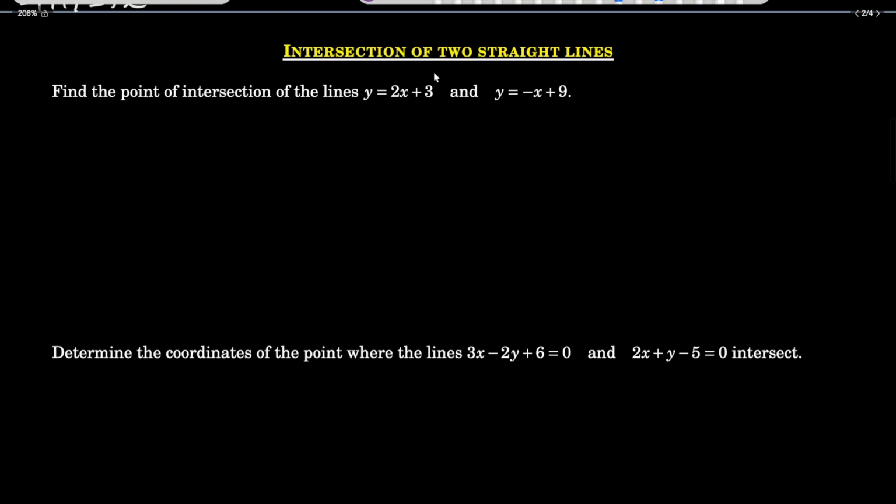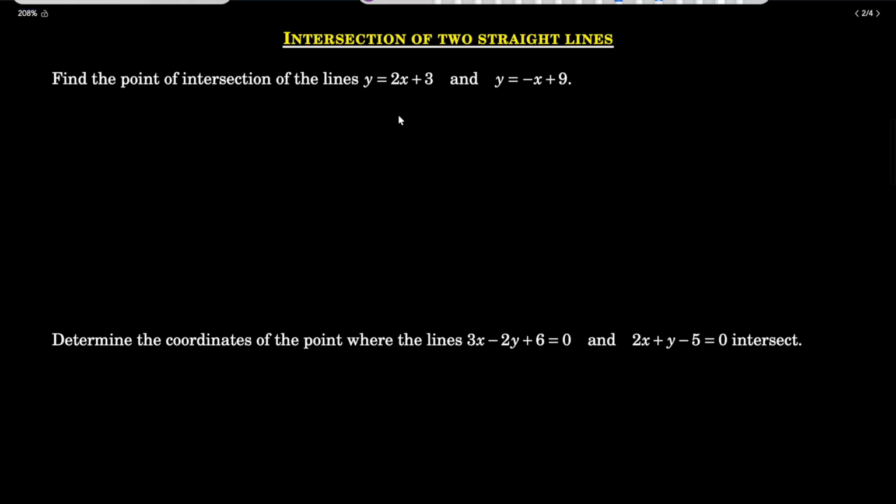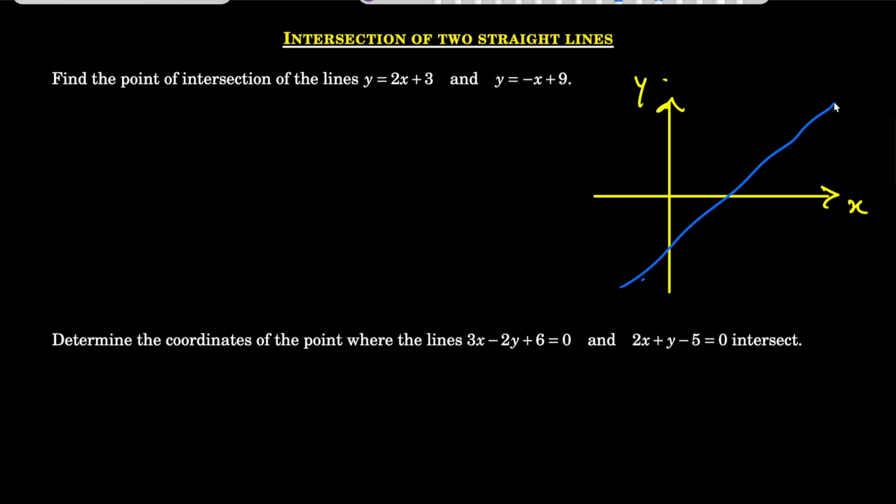The next subtopic we are going to be looking at is the intersection of two straight lines. So the idea behind the intersection of two straight lines, again, we're going to be drawing another x and y axis. Okay, so we call this x and we call this y, right? So let's say we have two lines. Okay, this is one line and we have another line.